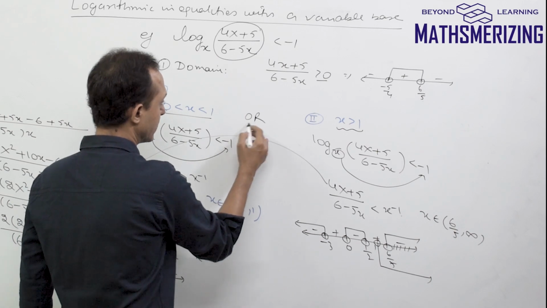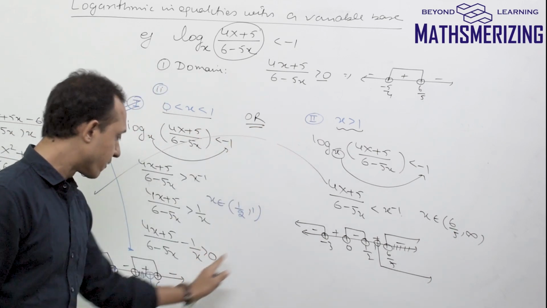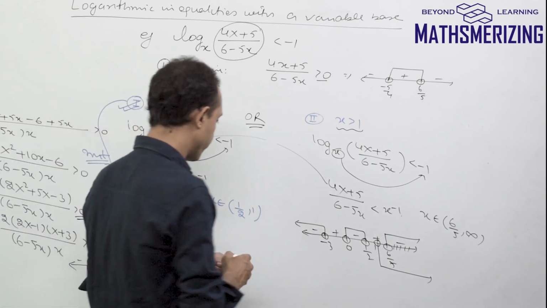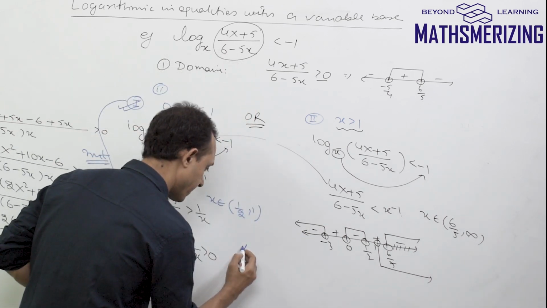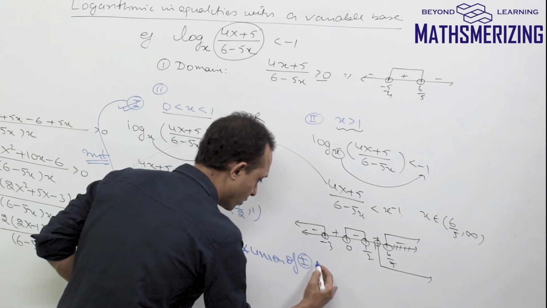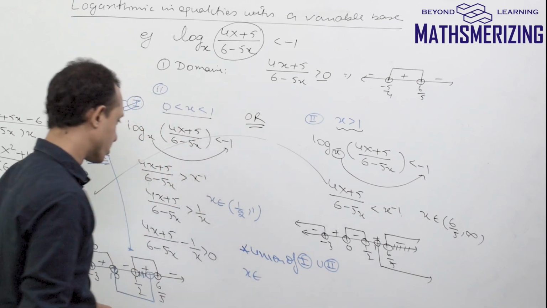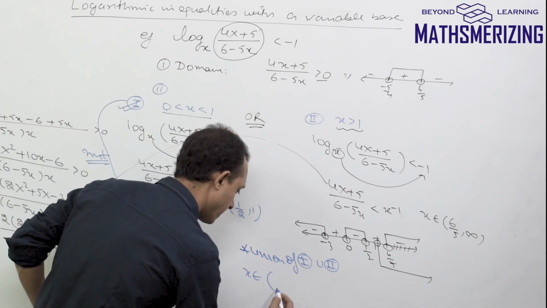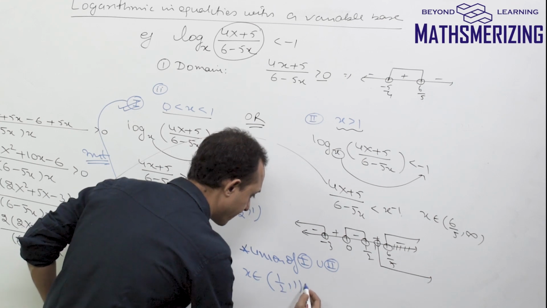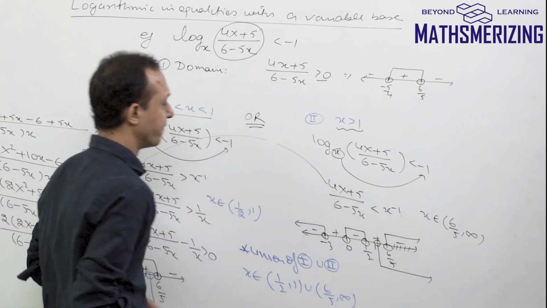Now, because it is or, either the base is less than 1 or the base is greater than 1, I need to take the union of these two conditions. So the union of these two conditions is union of case 1 and case 2 will be x belongs to 1 by 2 to 1 union 6 by 5 to infinite.